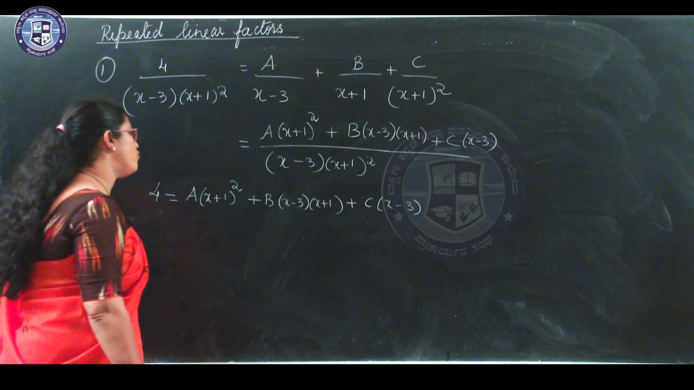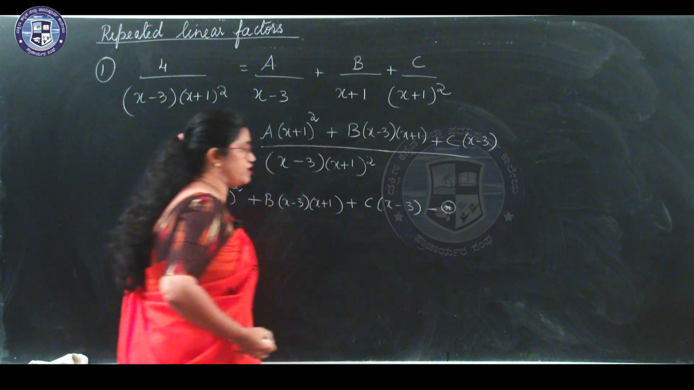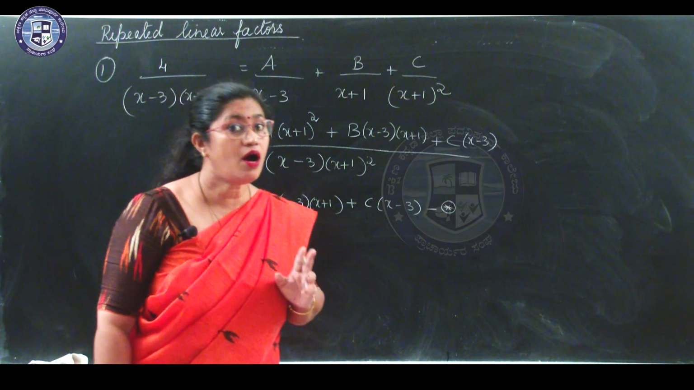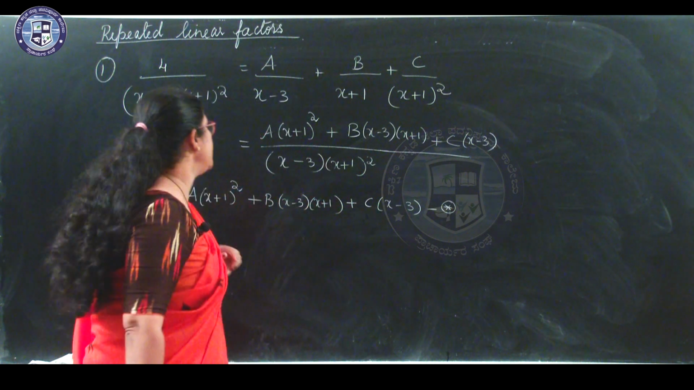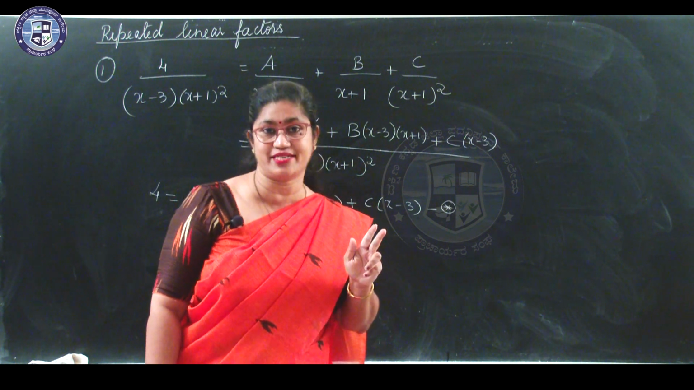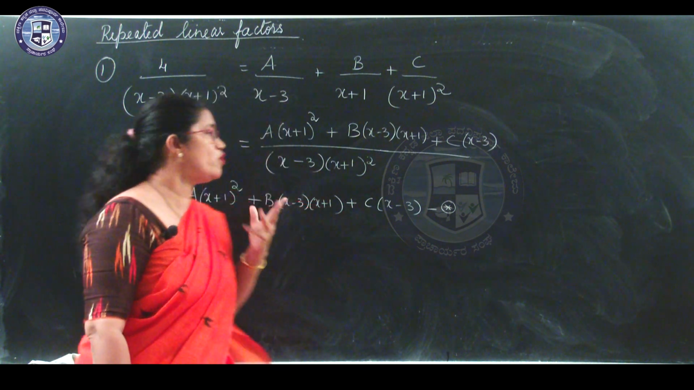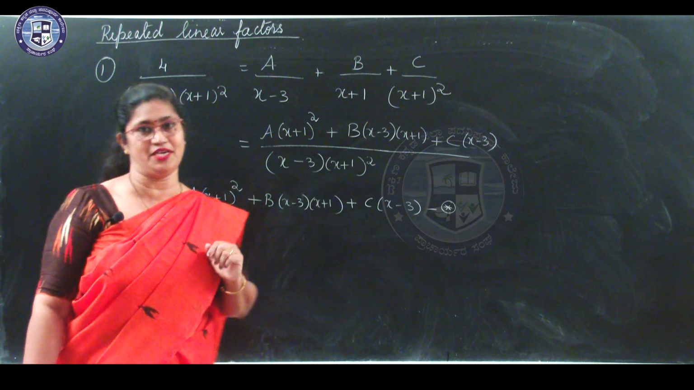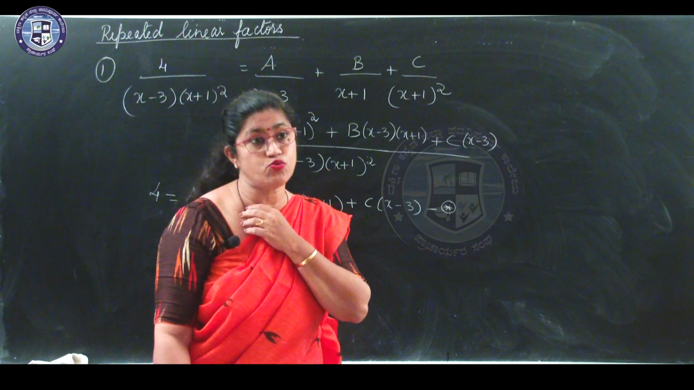So, now we go for substitution. This equation I will put as star. Now, I go for substitution. How many constants do I have to find? I have to find A, B and C. So, I have to find 3 constants. So, probably I have to substitute 3 values, right? So, what are those 3 values? What will make this 0? x is equal to 3. What will make this 0? x is equal to minus 1.